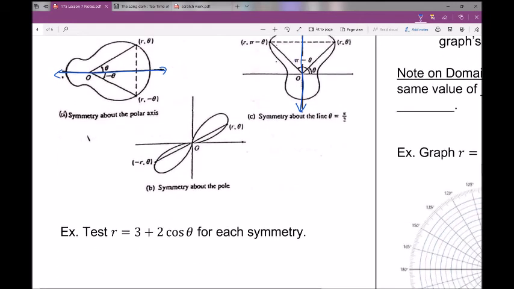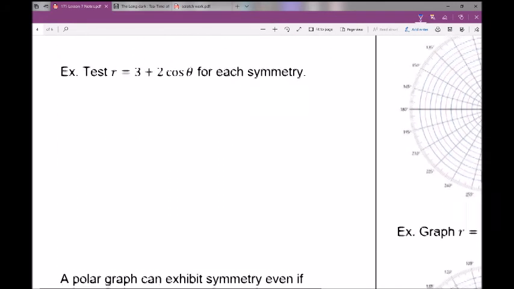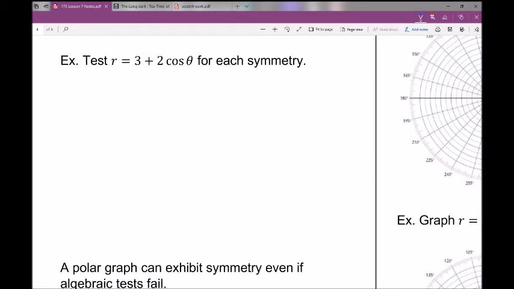So now I'm going to show you how to do that algebraically. We're going to take as our example the function r is equal to 3 plus 2 times cosine of theta. Just for some practice, let's think about what this graph looks like. Because we have 3 plus 2 times the cosine of theta, we know that this is a limaçon, because we have something plus something times either cosine or sine.